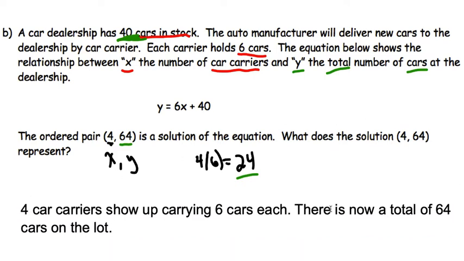So again, you want to just say something like that. You want to make sure you include all the details, but not ramble on. Make sure you're writing in complete sentences. You shouldn't just say 24 cars, 64 cars on the lot, or 4 car carriers, 64 cars. You want to make sure you're writing in complete sentences, and say what you've got to say, but don't ramble on in a bunch of other stuff. So there you go for B. C.